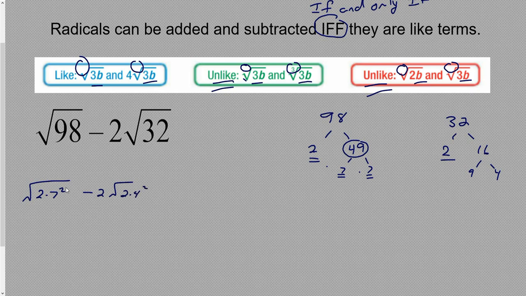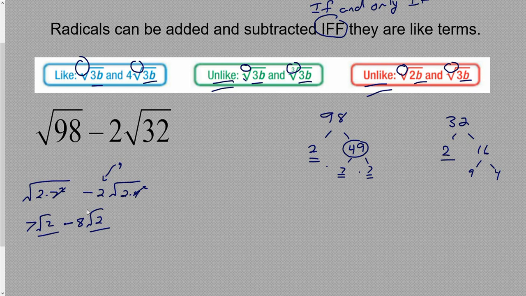So when I take out the perfect squares, right, square root of 7 squared is 7. And the square root of 4 squared is 4. So that 4 comes out here. Times the 2 means it's minus 8 root 2. Now all of a sudden, they are like terms because I have the same index. They're both square roots. And the radicands are the same. They're both the square root of 2. So I have 7 root 2's minus 8 root 2's.